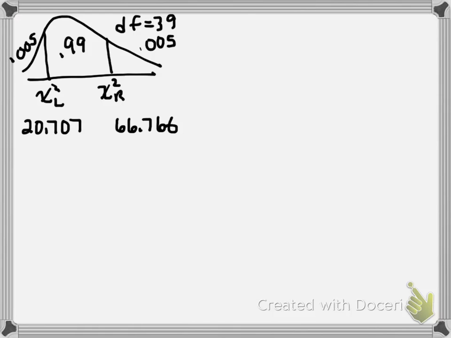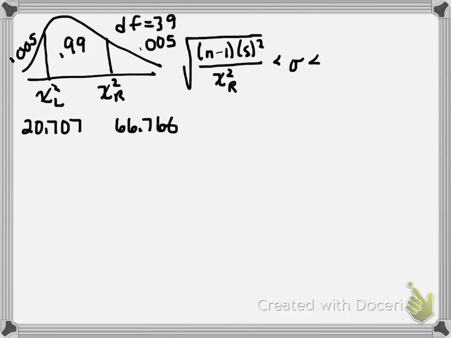Now we can find the confidence interval. Let's take a look at the formula first. We have a big square root that has a fraction under it. The numerator is n minus 1 times s squared divided by chi-square on the right. Then we have less than the population standard deviation, less than the other square root. The numerator is the same, but this time we need to divide by chi-square on the left.